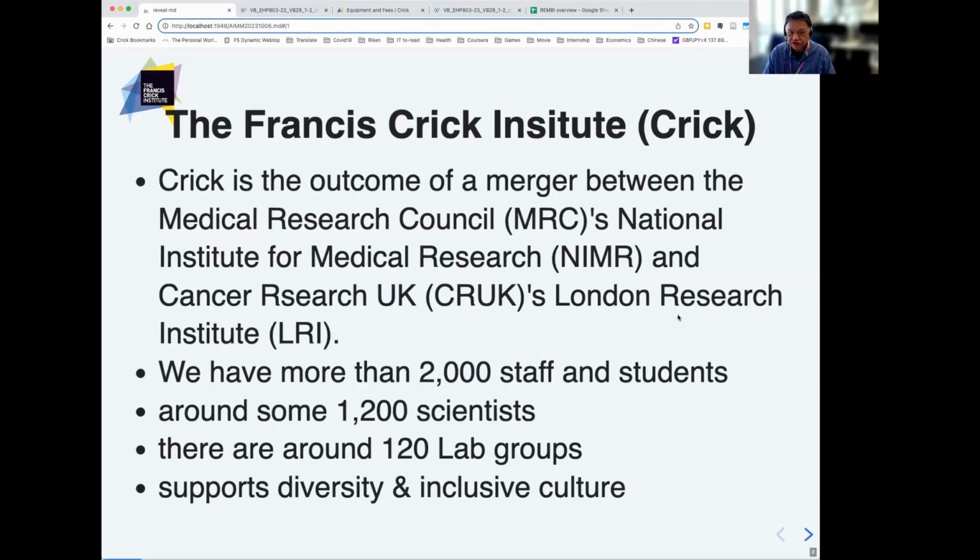Because I'm actually from the UK, I'll quickly introduce the Francis Crick Institute. It is an amalgamation of two earlier institutes. We have about 2,000 staff, about 1,200 scientists with 120 labs. More importantly, we are very inclusive and support diversity. So we like users to use whatever methods they want to use. We don't dictate to them what they can and cannot use. And so it also comes with a lot of problems when we try to annotate data in our process.